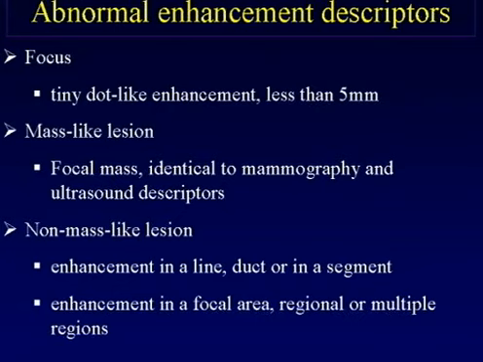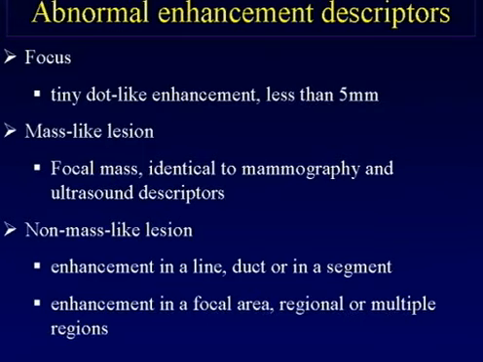So after you've seen something that enhances, it's going to be divided into 3 general categories. It's either going to be a focus, a mass-like lesion, or a non-mass-like lesion. So a focus are these little tiny dot-like areas of enhancement. They're going to be very small, less than 5 millimeters.